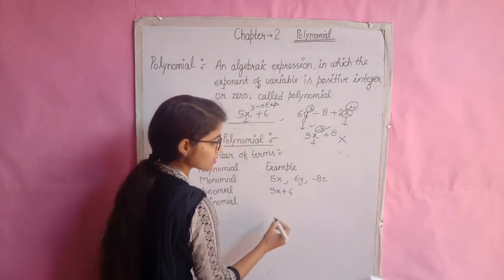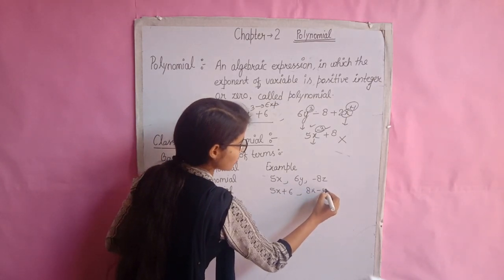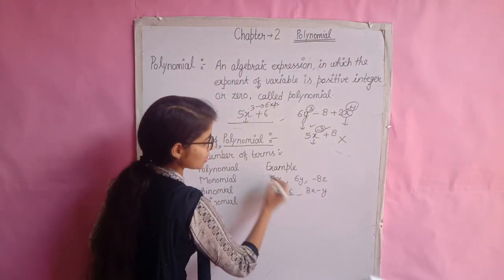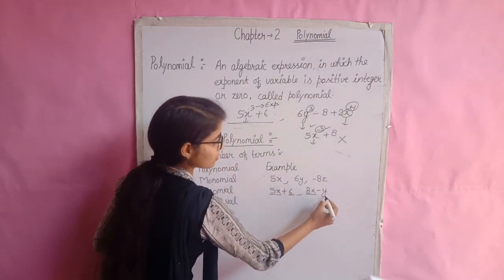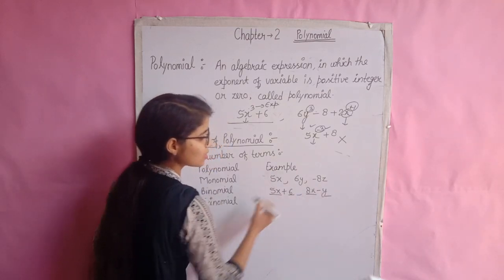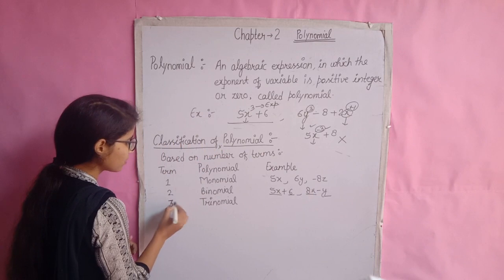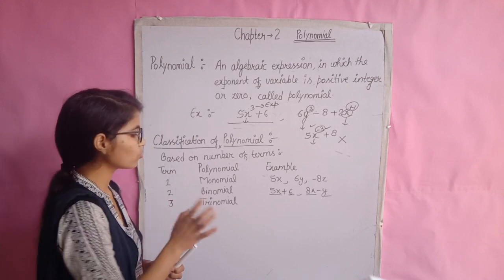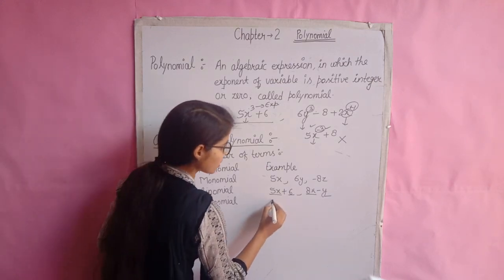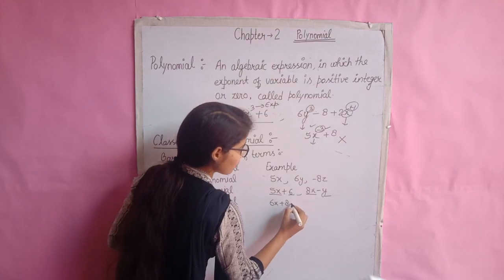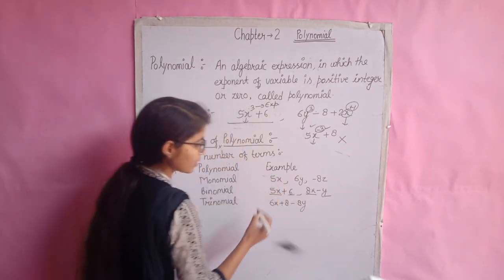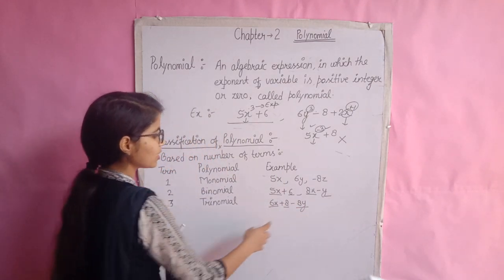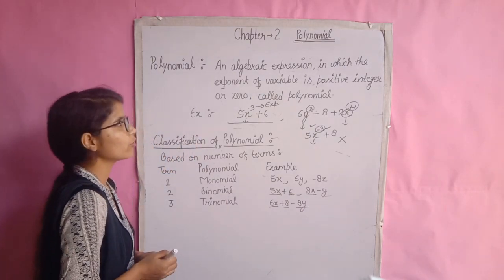Next, a polynomial with 2 terms is known as a binomial. Example: 5x plus 6, 8x minus y. Here 5x is the first term and 6 is the second term, so this is a binomial. Here 8x is the first term and y is the second term, so this is a binomial. Clear? Next, trinomial. A polynomial with 3 terms is known as a trinomial. Example: 6x plus 8 minus 8y. Here 6x is the first term, 8 is the second term and 8y is the third term. So this is a trinomial. Clear? I hope you understood this.